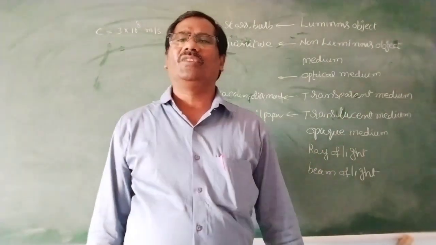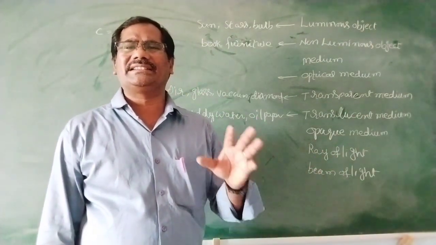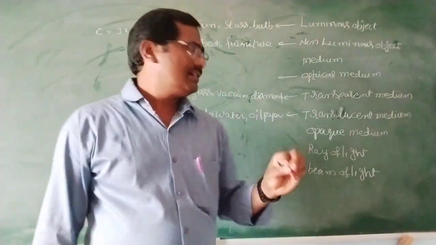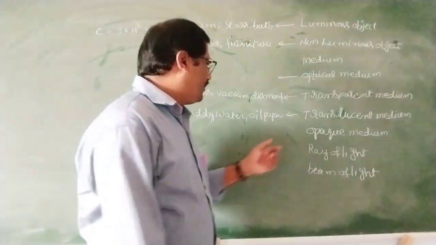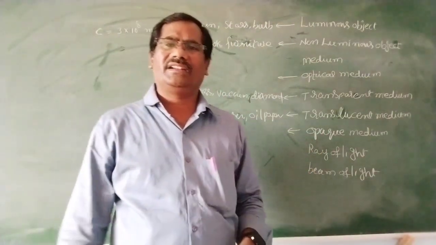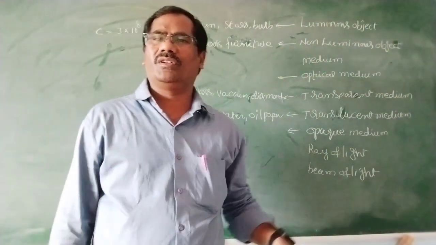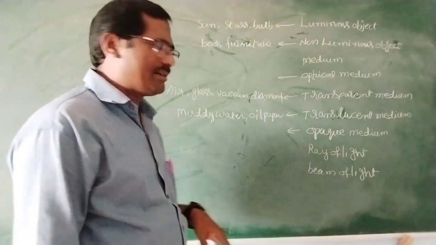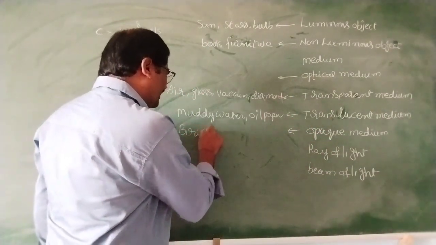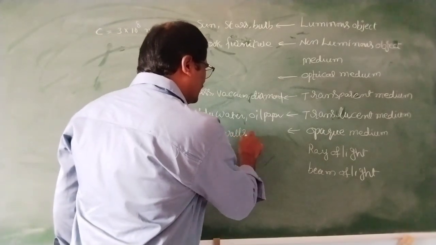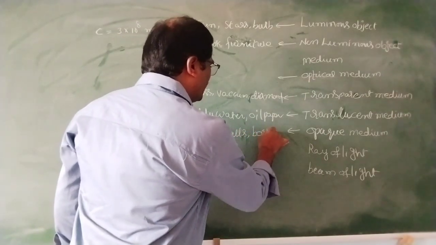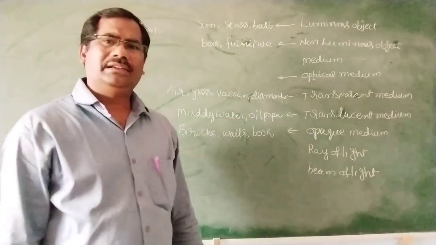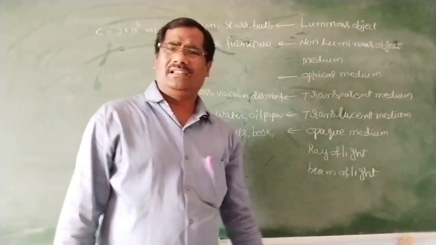Next, opaque medium. Opaque materials do not allow light to pass through them. That is an opaque medium. What are the examples of opaque media? Walls, books, furniture, the human body. Bricks, walls, books, and the human body also are opaque media. These are the basic terms of light.